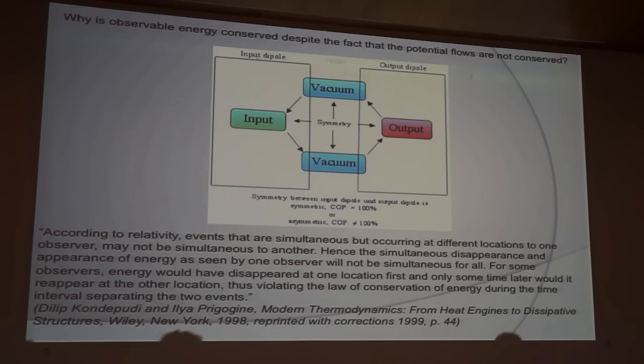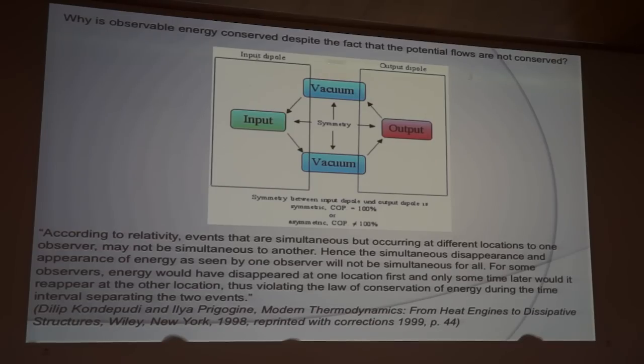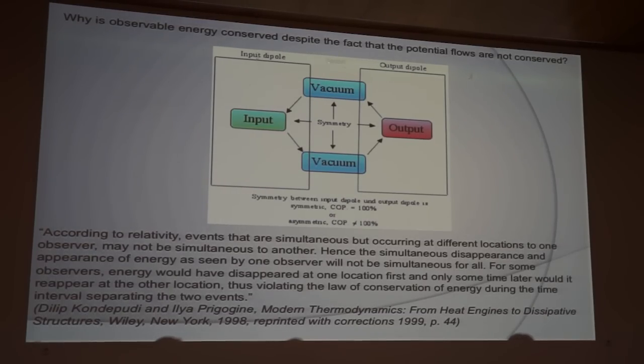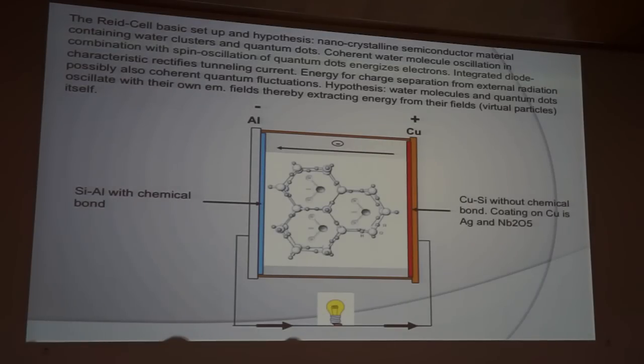Another phrase for a non-self-symmetrizing resonance that I use is coherent quantum fluctuations. Technically, this could be realized by creating a double resonance between two molecular systems made up of quantum dots and water. So what is needed is a self-sustained oscillation of water molecules and quantum dots resonating with their own electromagnetic fields. So what I'm showing here is the basic setup of the Reid cell and hypothesis.